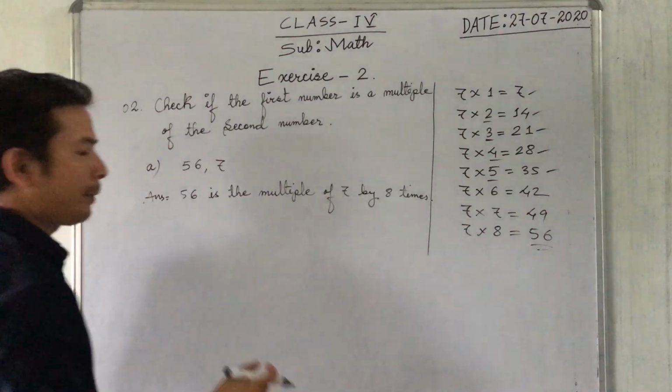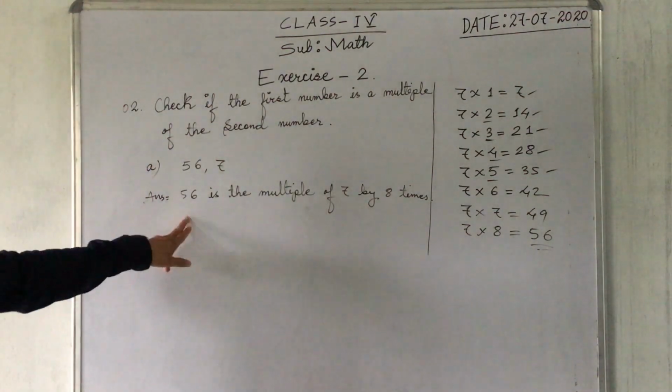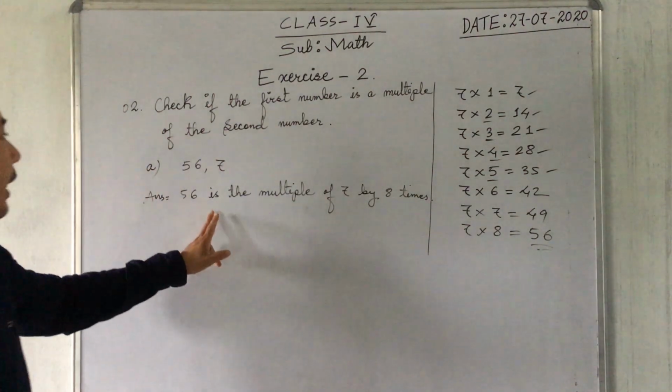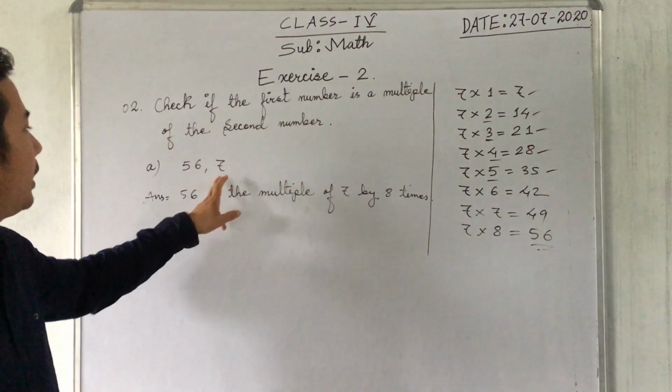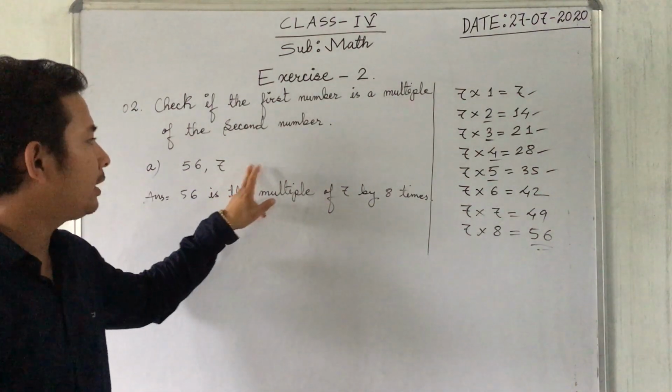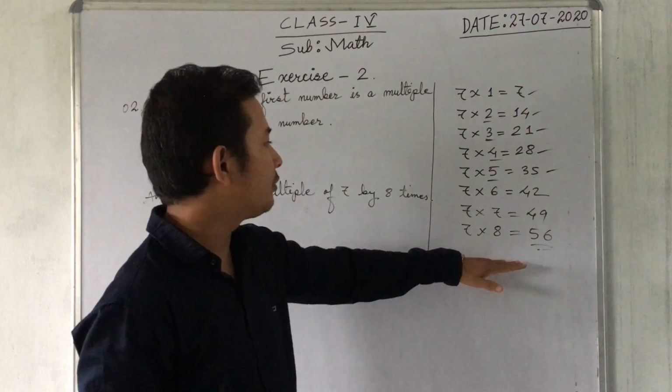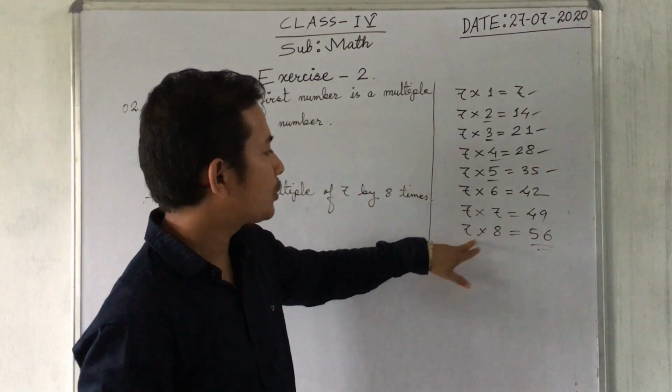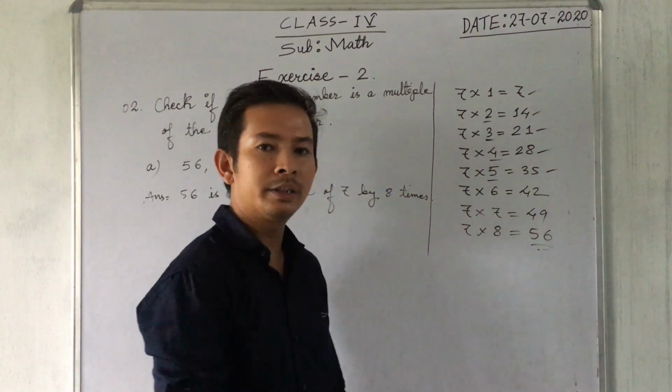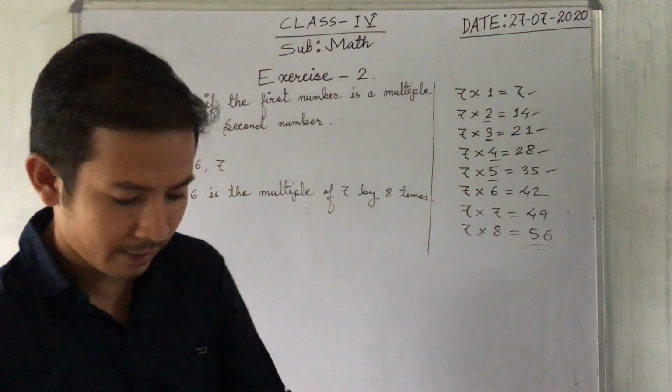This way you have it. It's very easy. Okay, 56 is the first number, and 7 is the second number. 56 is a multiple of 7, 8 times, because if you see the table of 7, 8 times 7 is 56. Understood? Very easy. Try to understand.